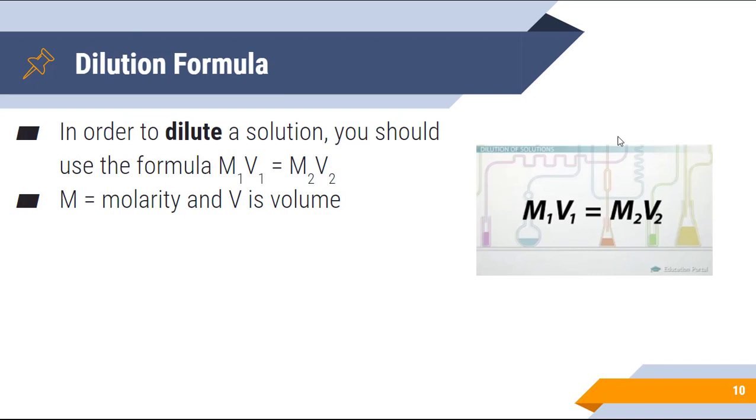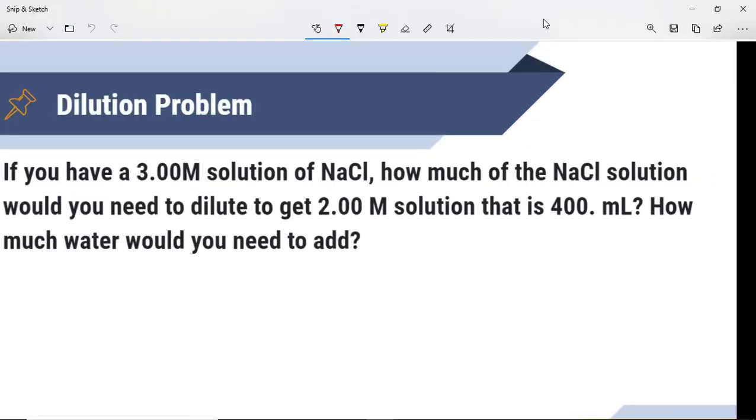So we'll see that in our next practice problem. If you have a 3.00 molar solution of NaCl, how much of the NaCl solution would you need to dilute to get a 2.00 molar solution that is 400 milliliters? How much water would you need to add? So we have two questions here. The first one says, how much am I going to need to dilute? And the second one says, how much water would I need to add?